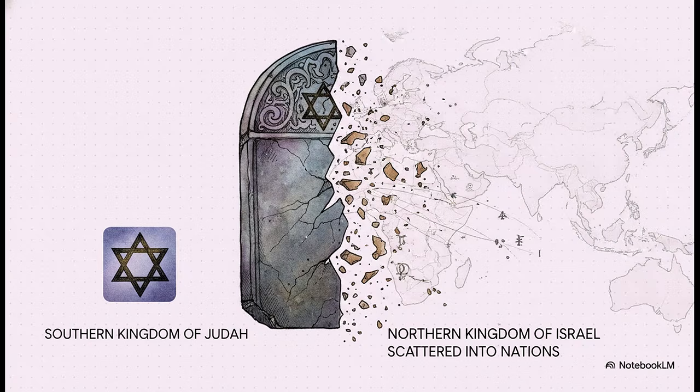To understand this, we have to go all the way back to the biblical split of the United Kingdom of Israel. Following King Solomon, the nation split right in two. The southern kingdom, the House of Judah, which we know today as the Jewish people, remained.